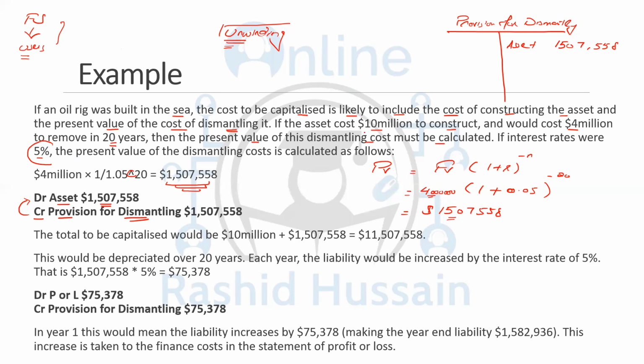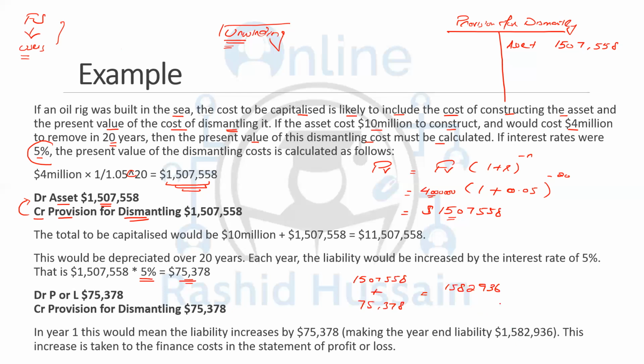Now, how is that being done? You're going to take this present value 15,07,558, and at the end of the first year, you're going to multiply it by 5%. This will give you the figure of 75,378. And you're going to take 15,07,558 plus that 5%, 75,378. At the end of the first year, this figure is going to be 15,82,936.